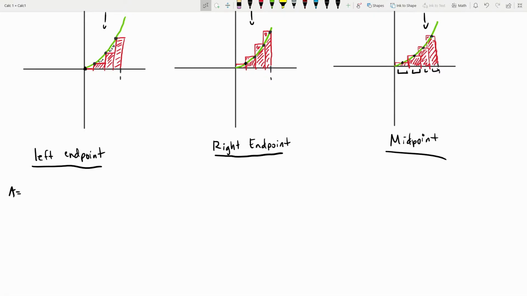This one is going to equal to, basically we're just going to sum up the areas of each of these individual rectangles, right? So the area of the first and leftmost rectangle, the one right here, the one that the arrow is pointing at, this one is going to be 1/4 times the height of that rectangle, which is 0. Now the next rectangle, it's also going to have a width of 1/4. However, what is the height of this rectangle?